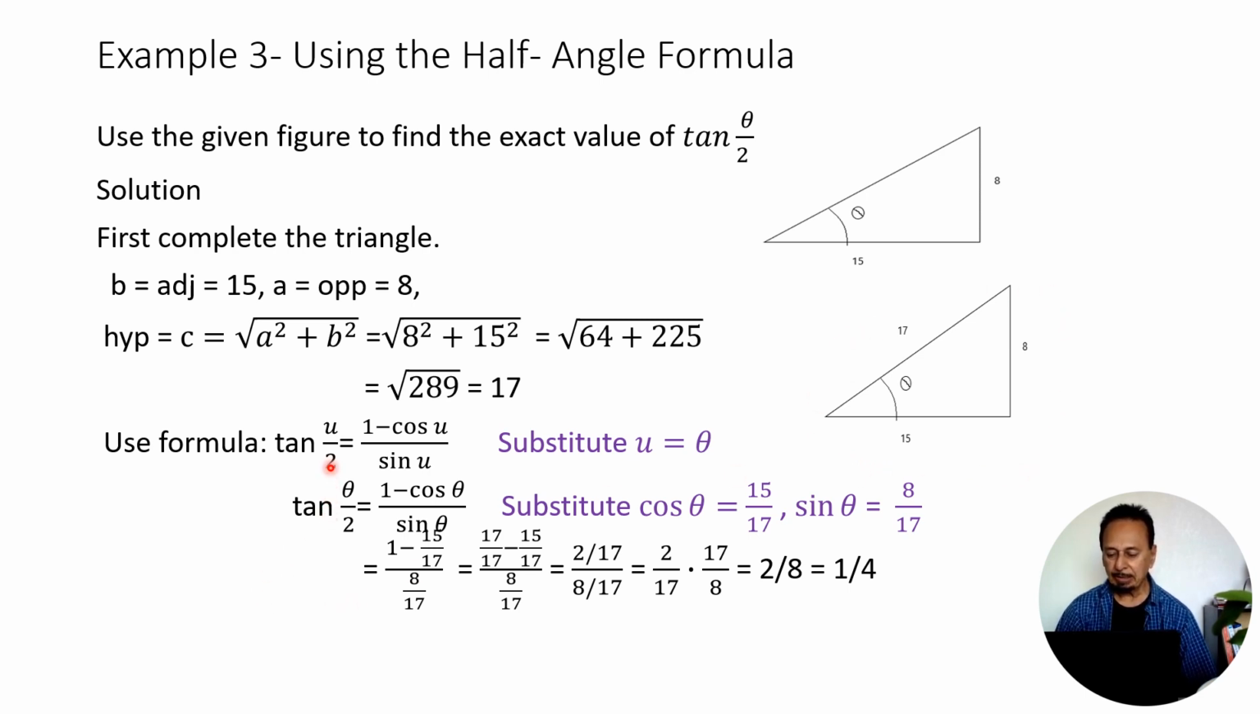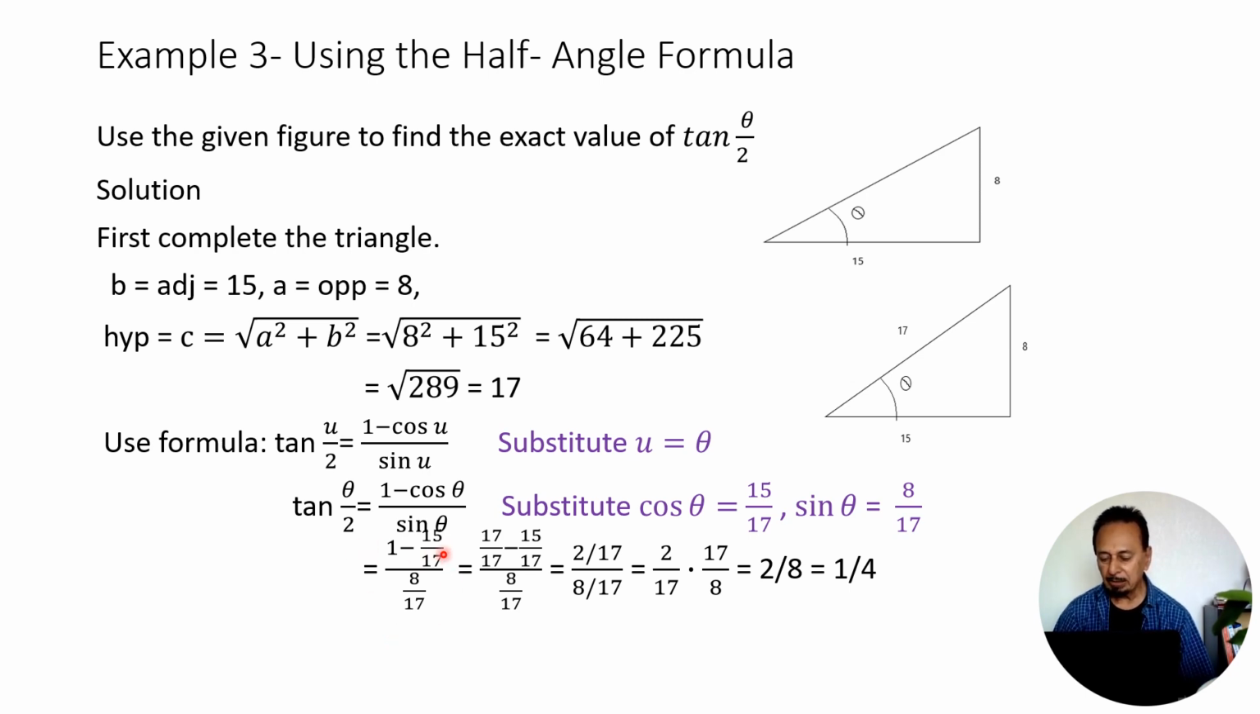So now we use the formula tangent u over 2 equals 1 minus cosine u over sine u. So it looks like u is theta. So we substitute theta, and it becomes tangent theta over 2 equals 1 minus cosine theta over sine theta. Now we find cosine theta from the triangle, which is adjacent over hypotenuse, 15 over 17. And sine theta is opposite over hypotenuse, 8 over 17. So we substitute these values in this formula.